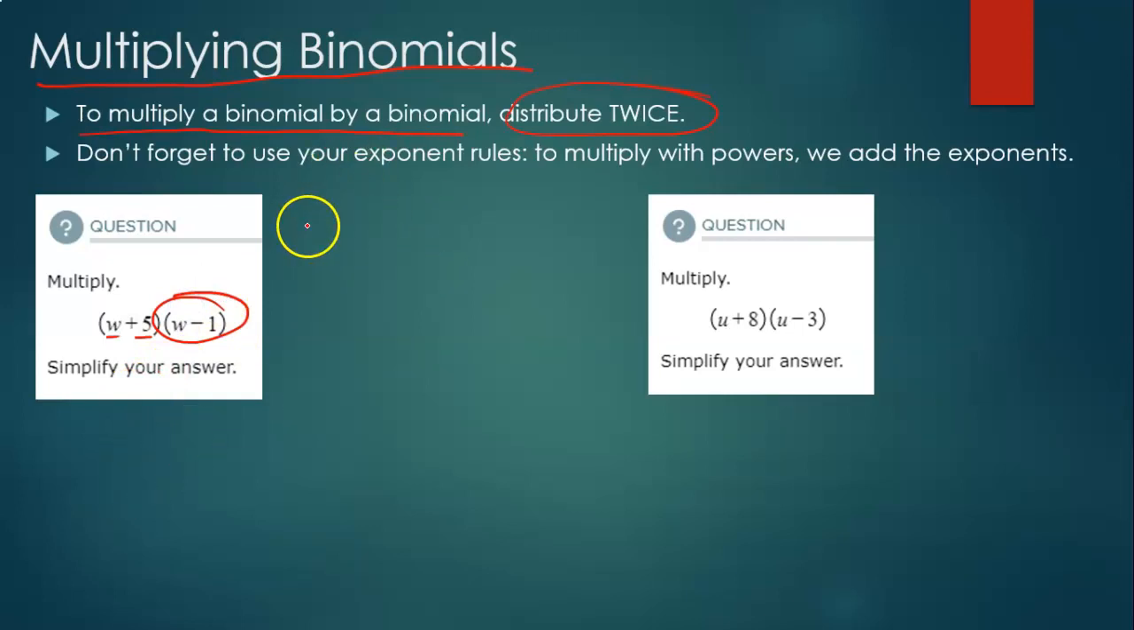If we had, for example, just w times w minus 1, we would distribute, and we'd have w squared minus 1w. If we had just the 5 times w minus 1, we would distribute 5, and we'd get 5w minus 5. But what we actually have is just both of these combined together. So we have w times w minus 1 plus 5 times w minus 1. And then we end up with some like terms in the middle. So we want to simplify those. Negative 1w plus 5w is 4w, and we bring down the minus 5.